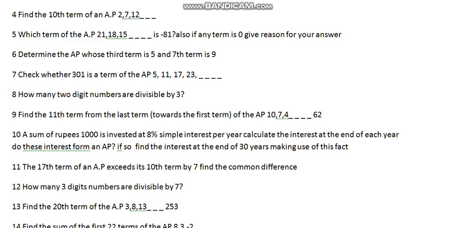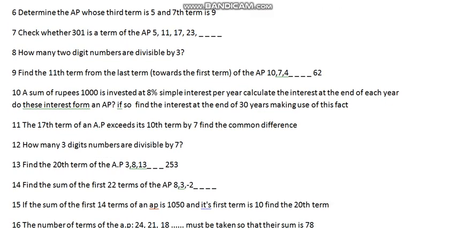And the sixth one is, determine the AP whose third term is 5. Very interesting. And the seventh term is given. So you have to find the AP in this one. That means you are given the third term and the seventh term, and A and D are not given. So in that case, how to find the AP?